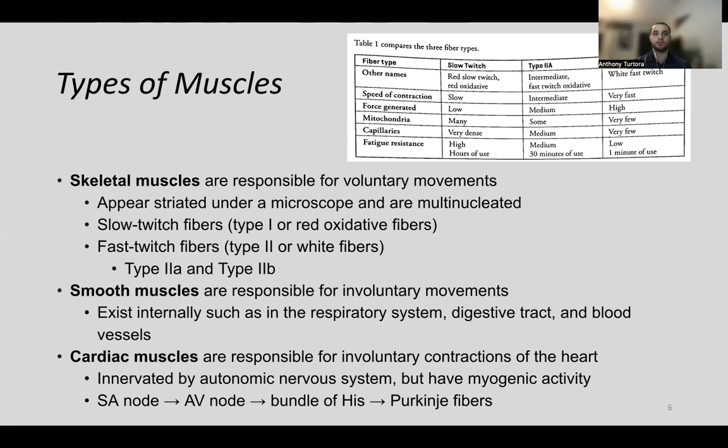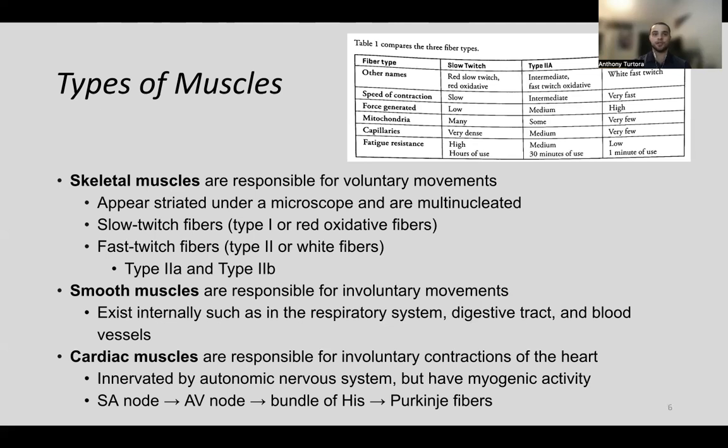And then in terms of the heart contracting, that starts at the SA node, which has myogenic activity. It doesn't need to be controlled by the autonomic nervous system. So starting at the SA node, the myocytes are depolarized. These myocytes are also muscle cells. This spreads to the AV node, and then the bundle of His, and then the Purkinje fibers ultimately.